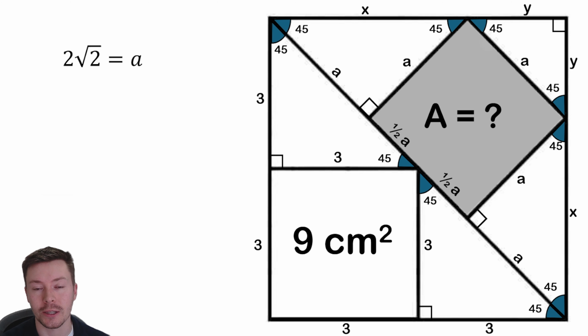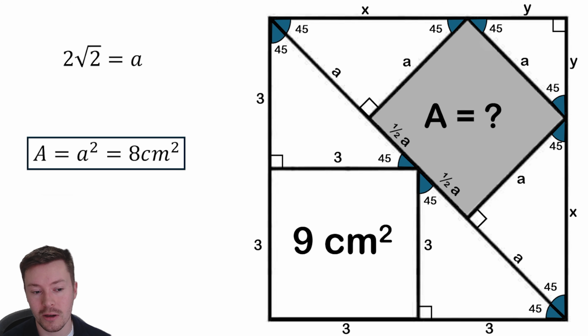We can just square this now to get the area. The area, like I said before, is 8 centimetres squared. How cool. Right, I think that's a really neat problem.